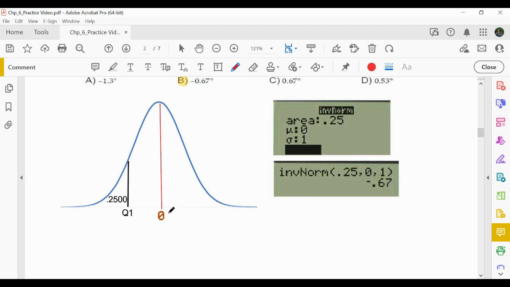Find the first quartile. Well, here's the mean right here. Mean, median, same thing. It represents the 50th percentile.